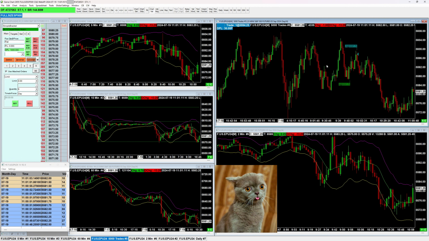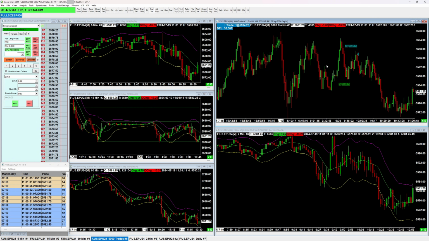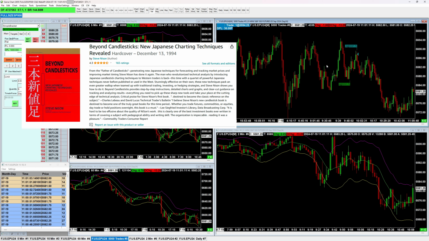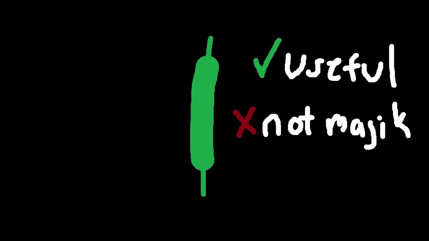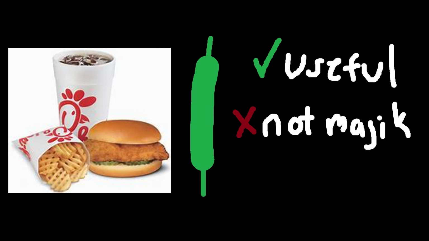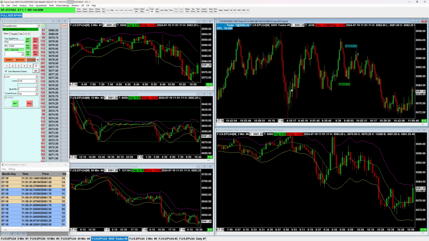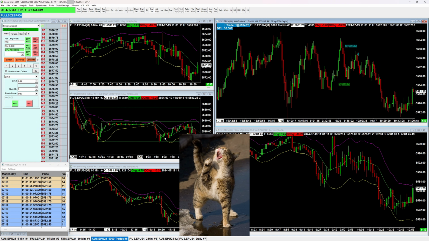If you are looking to learn a bit more about candlesticks and stuff, I would definitely recommend Beyond Candlesticks and Japanese Candlestick Charting Techniques by Steve Nison. They're great books to learn candlesticks. Candlesticks are useful. They're obviously not magic. They're not going to tell you which direction the market's going just by one candlestick. It's a combination of things. It just gives you information about what price action is doing in that time frame. Gives you a better idea how the market is feeling.